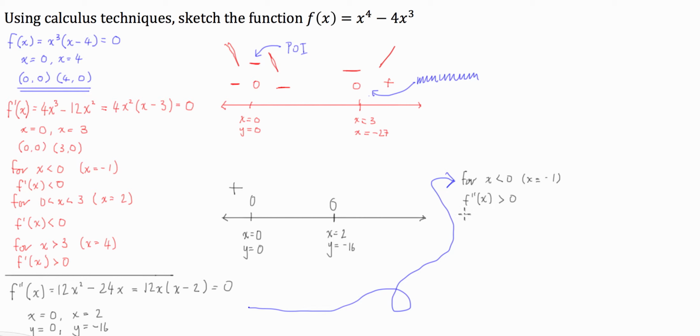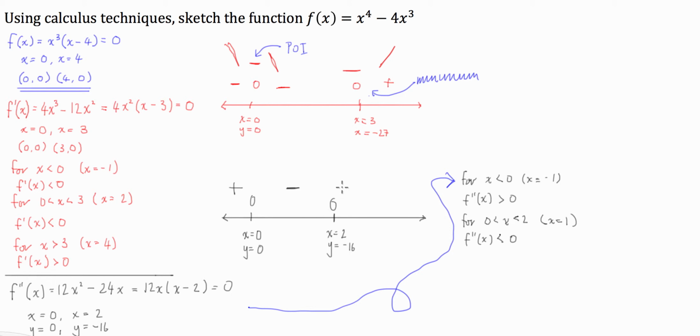We can then go for x between 0 and 2. The double derivative of x is going to be, so why don't we just put x equals 1 in? So we have 1 squared is 1 times 12 is 12, minus 24 times 1 is negative 12, so this is going to be less than 0. Great, so I just put x equals 1 into this one to make it work. So this is going to be negative here, so this is going to be concave down.